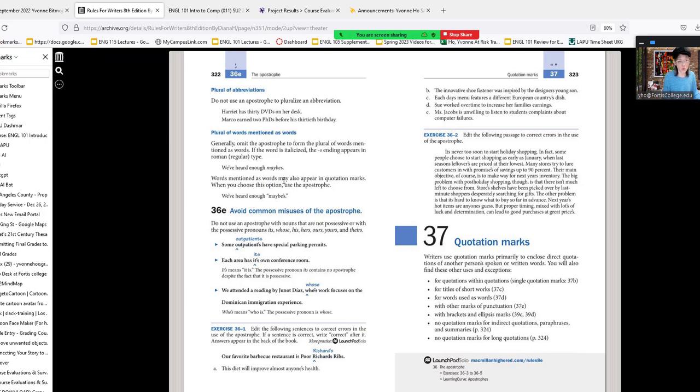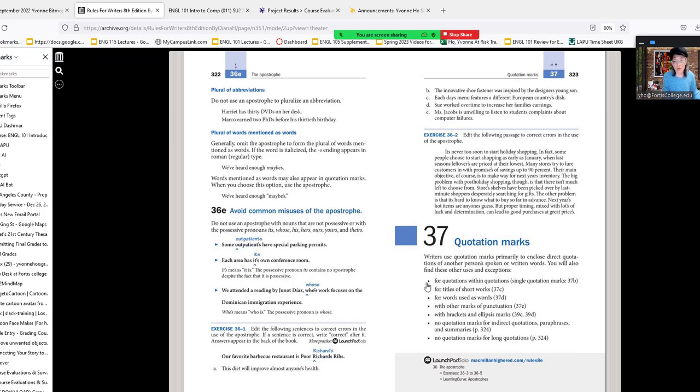Words mentioned as words may also appear in quotation marks. When you choose this option, use the apostrophe. We've heard enough "maybe's." So if the word is between quotation marks, you can use an apostrophe S. But if there are no quotation marks, then it's just a regular plural noun. You do not have to use an apostrophe.